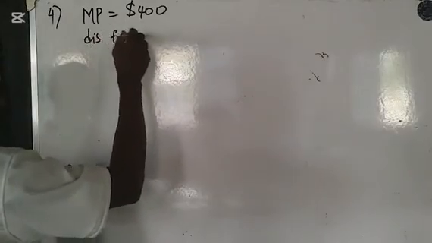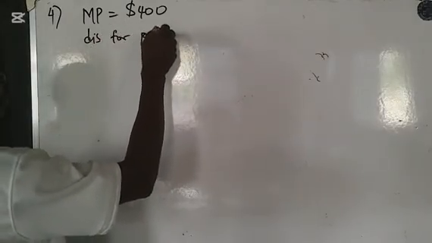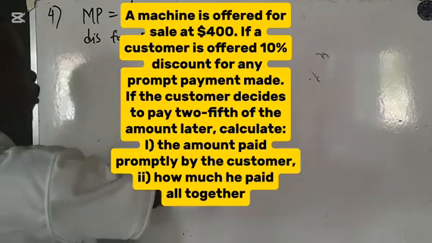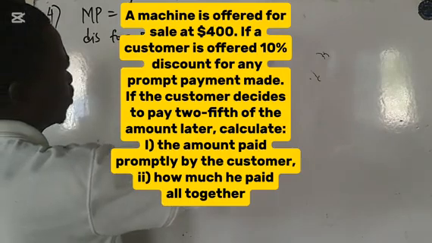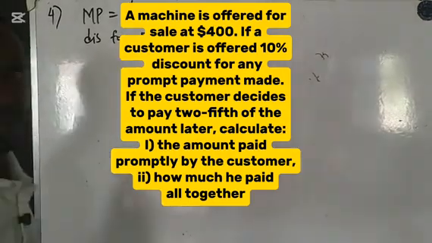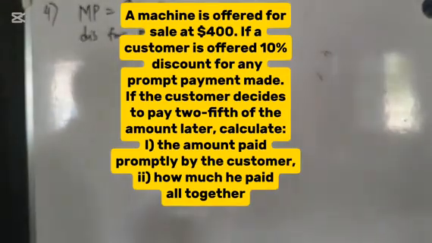Discount for prompt payment, or prompt pay, is equal to 10%.